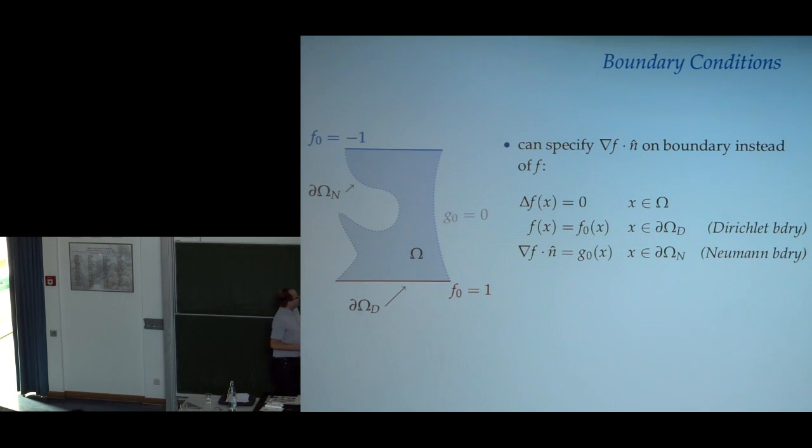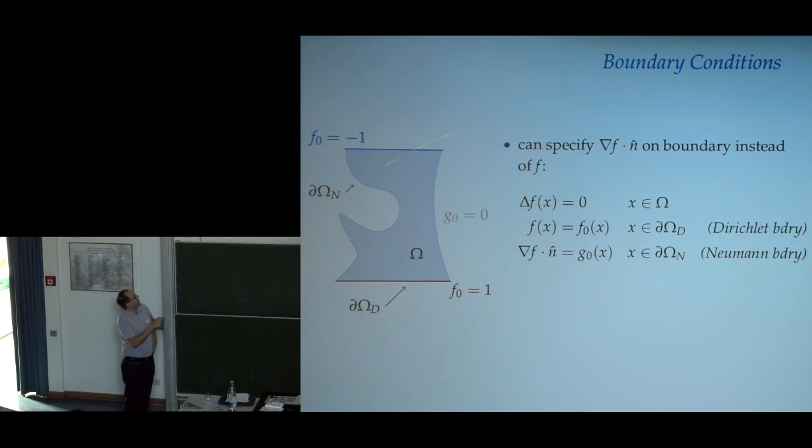Okay, so we can modify this setup a bit. Let's go back to this domain. I'm still going to prescribe f to be 1 down here and -1 up here, but now I'm going to do something different along this boundary here. Instead of prescribing the value of f on this boundary, I'm going to say that the derivative of f in the boundary normal direction is going to have to equal 0.